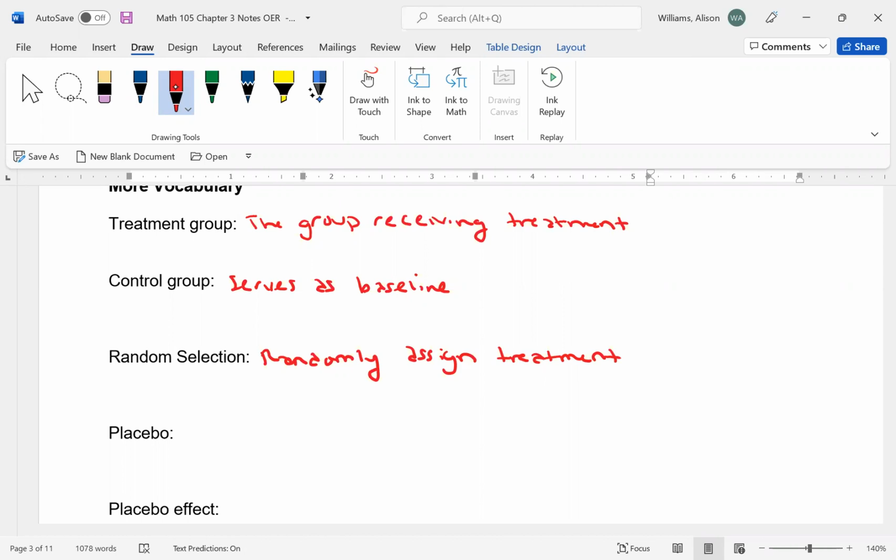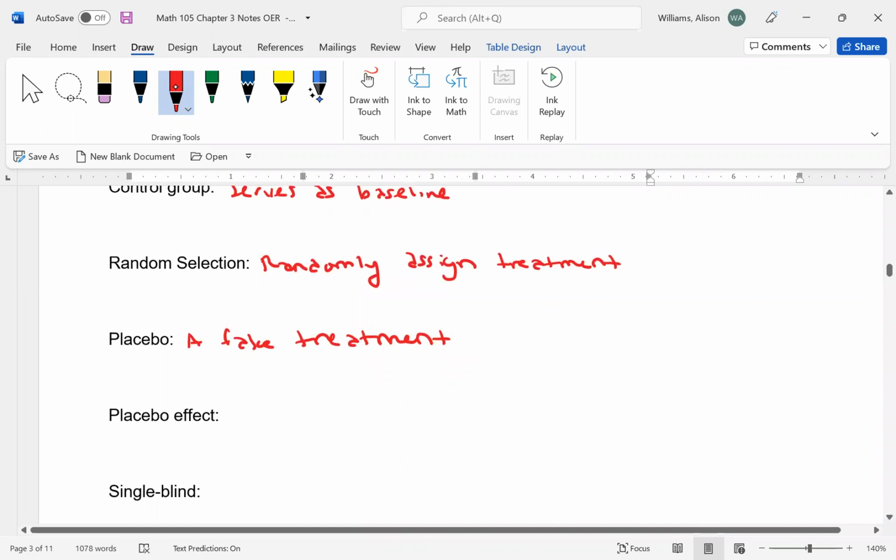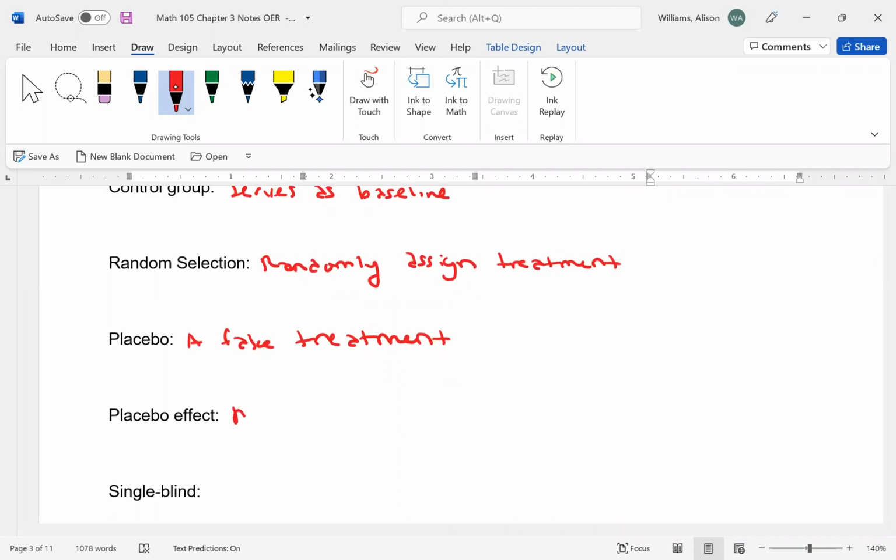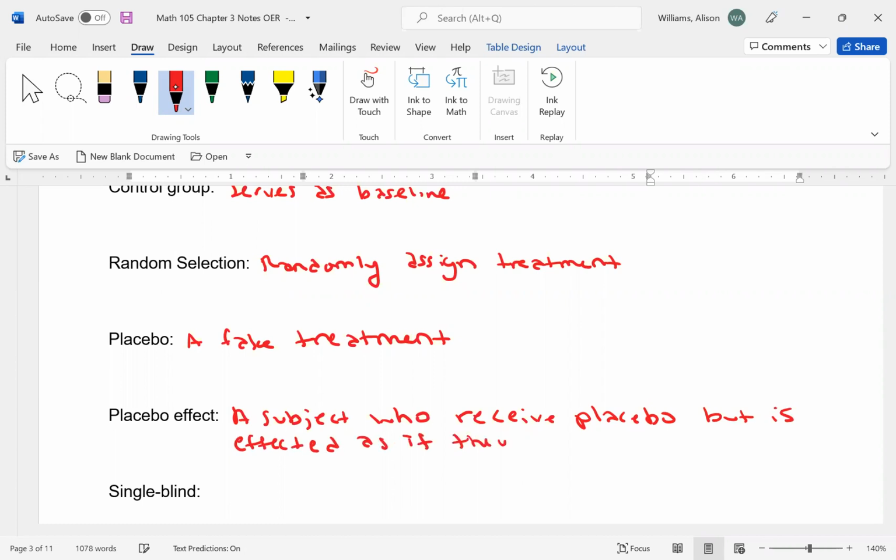Okay, most people know what a placebo is. That's a fake treatment. The placebo effect is someone who has the placebo but is acting as if they received treatment. So a subject who receives a placebo but is affected as if they received treatment.